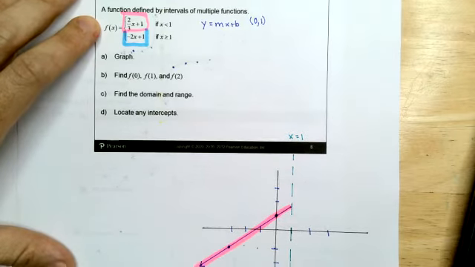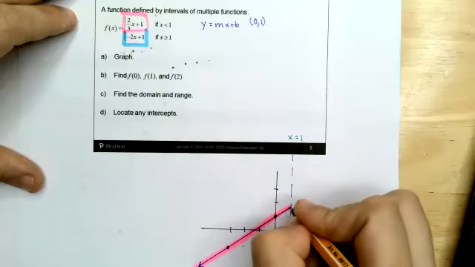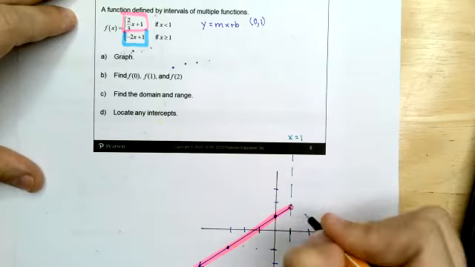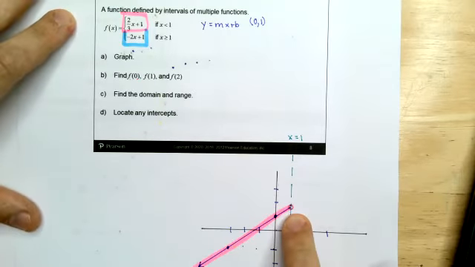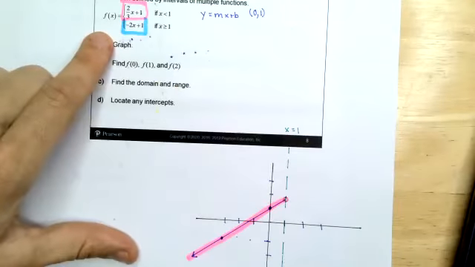It does not exist at x equals 1, right? So you actually have to call this a hollowed out line or a hollowed out point because it doesn't exist there, right? If it's equal to 1, we're going to go to the negative 2x plus 1.